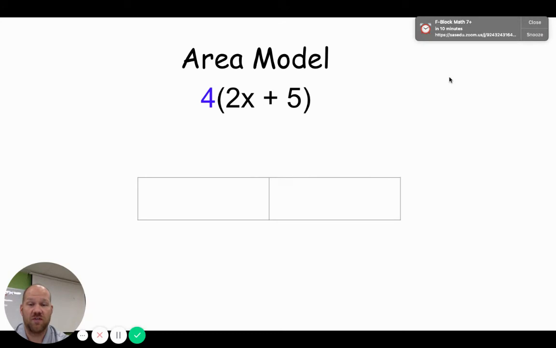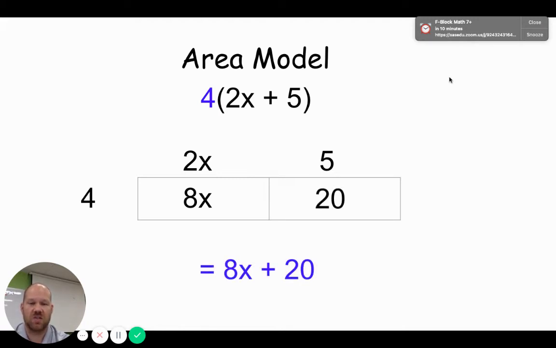So if I wanted to do 4 times 2x plus 5, I'd put 4 on one side, I'd put the 2x and the 5 on the other, and then I would find the areas. So the first box would have an area of 8x. The second box would have an area of 20. So my correct simplified algebraic expression would be 8x plus 20. Okay, same thing as when we did the rainbow, using the rainbows. It's just a different way to kind of represent it visually.